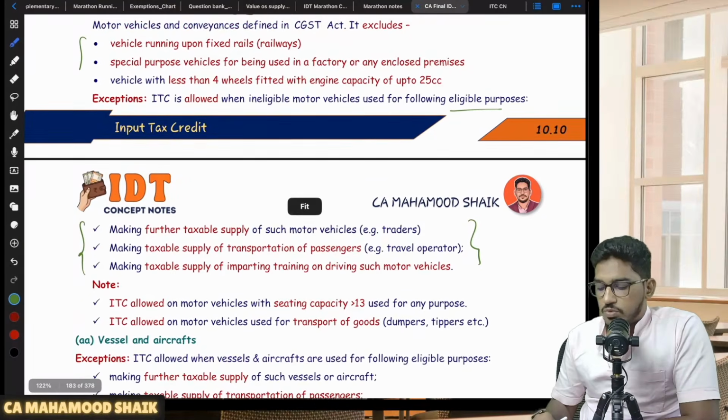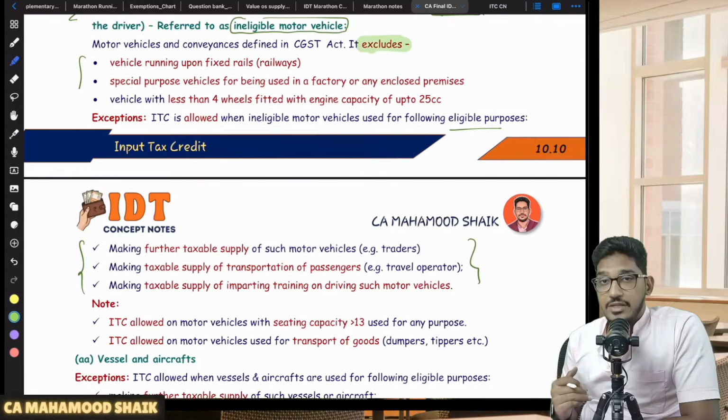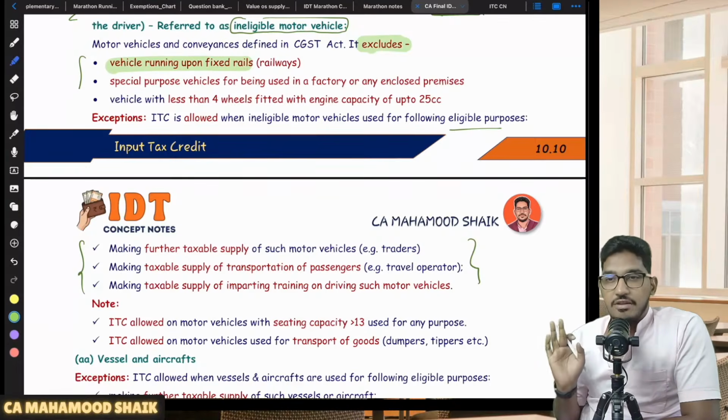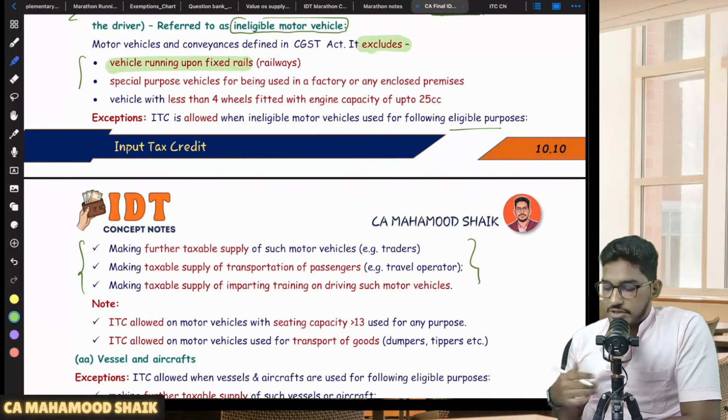But before we talk about those eligible purposes, first let us try to understand what a motor vehicle is. Particularly, I want to shift your focus to what is excluded from the motor vehicle definition. Even though they might look like motor vehicles, these things have been excluded from the definition. What are they? Vehicles running on fixed rails, railway coaches, rails and all, are not considered as vehicles. That means if someone is buying rails and all, can they claim ITC? Yes, because that has been excluded from the motor vehicle definition.